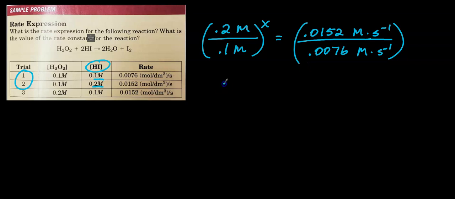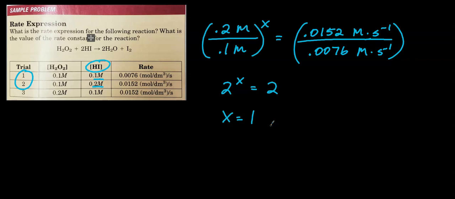So divide those, we get 2 to the x equals, take those and divide them. And what do you get? Now I know what some of you are thinking, oh my gosh, I've got to use logarithms to solve. No, not so fast. The numbers will be really easy to work with. So I can tell very easily here that x is 1. So that means that this reaction is first order in HI.